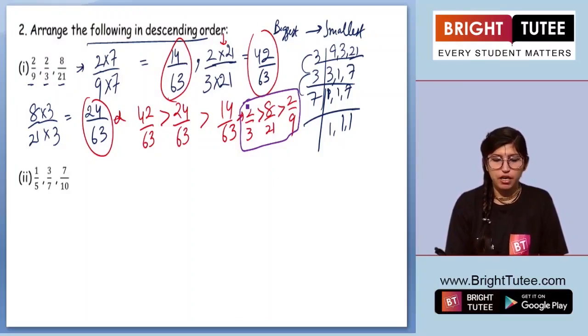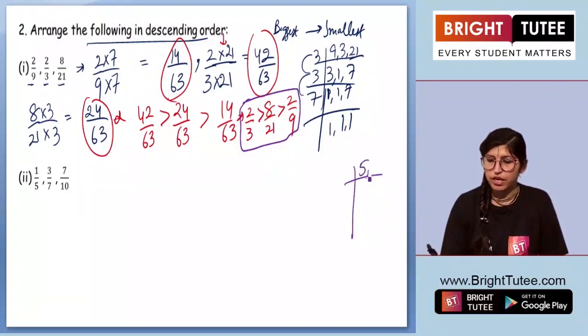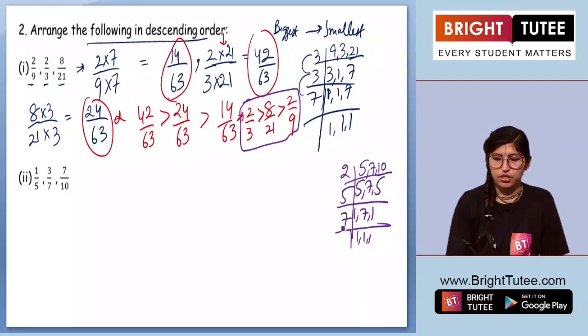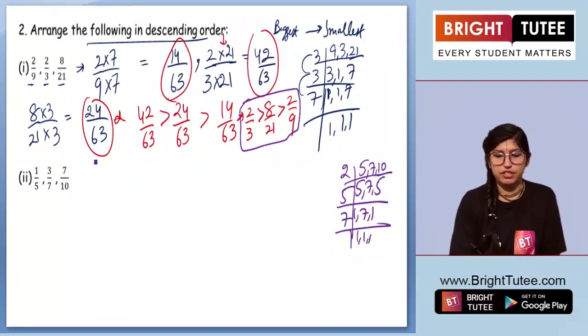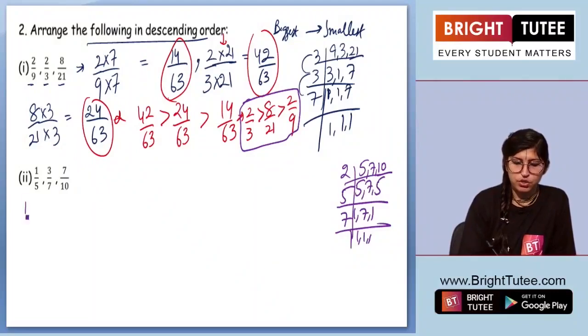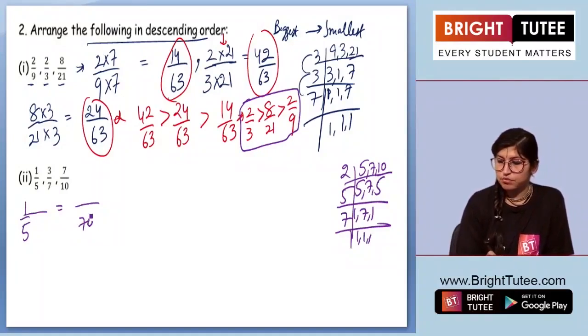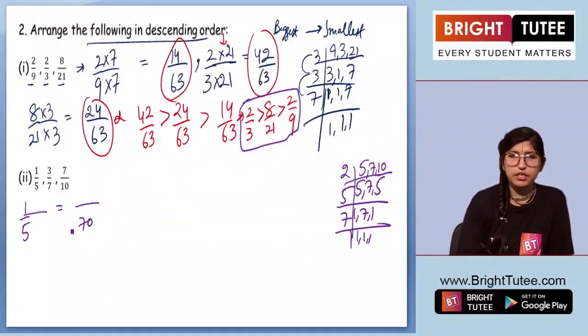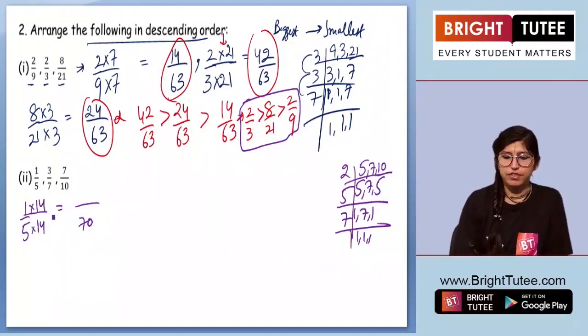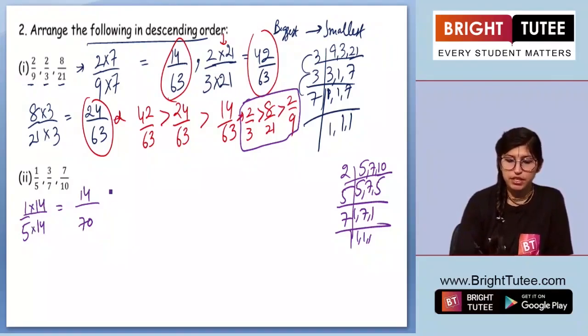Let's try the second part now. We have 5, 7 and 10. So let's see 5, 7 and 10. So we'll start with 2, 5. Then we have 5. Then we have 7. So the LCM will be 70. We'll be starting with the first one. So 1 by 5, to make it as 70, how do we get it? We need to multiply it by 14 to make it 70. So we'll be getting 14 by 70.